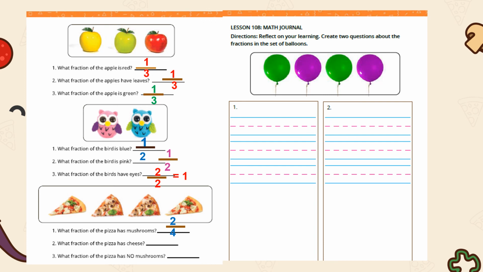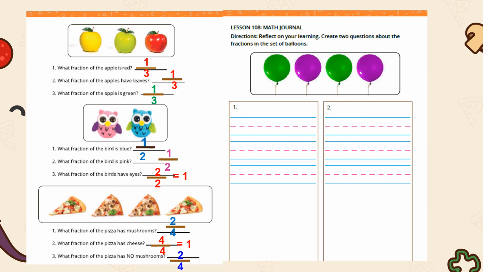Number 2, what fraction of pizza has cheese? They all have cheese, so 4 over 4 equals 1. Number 3, what fraction of pizza has no mushrooms? 2 slices have no mushrooms, so the fraction will be 2 over 4.